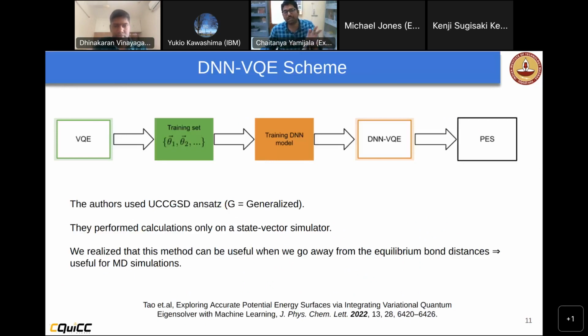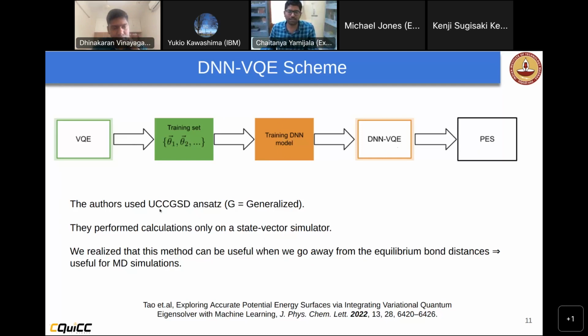In this particular article, the authors have done normal VQE calculations. Let us consider an H2 molecule at various bond distances. For each bond distance, they have a set of theta parameters, that is the best wave function that they found. Using these thetas as well as the energies, they started to train the model, using deep neural networks. Once they trained the model, for any arbitrary distance they were able to predict the proper thetas, through which they were able to construct the potential energy surface. So you first train on the thetas, finally you predict the thetas and the energies. That's the whole scheme.